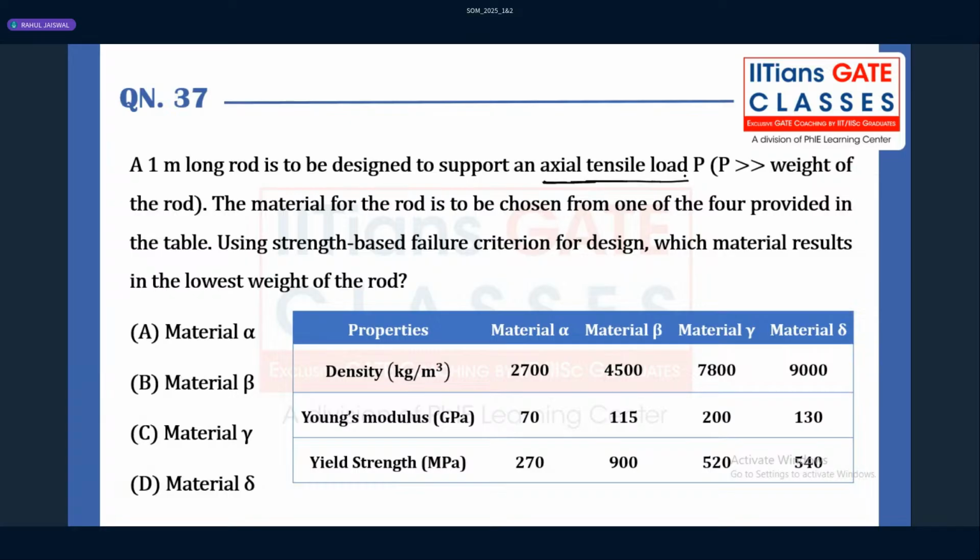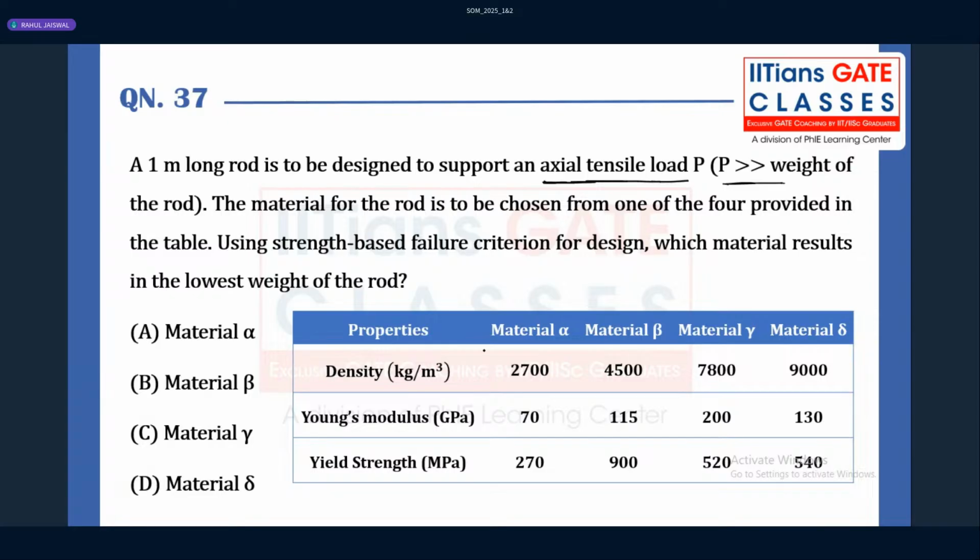Now, the tensile load is given, and its value is more than the weight of the rod. Now we need to select the material for this rod in such a way that its strength should be more. That means it can carry the maximum amount of tensile load. It can support the maximum tensile load before failure, or without failure. And it should have the lowest weight of the rod. It should be lightweight and it should carry what? Maximum tensile load. That means if I keep on applying the load value, it should not fail. It should give me satisfactory function of this particular rod.